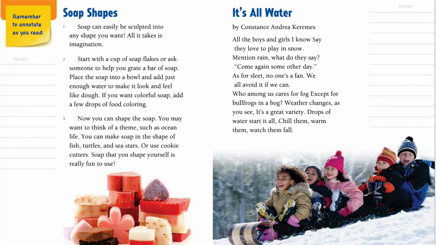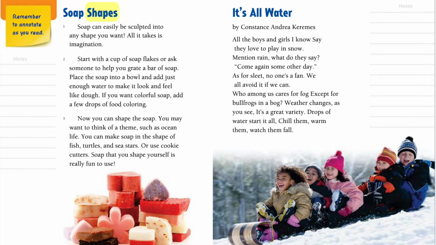This is a different kind of text than we have read in the past. This is a procedural text. And when we read procedural texts, we are learning the steps of how to do something. So it's laying out step by step how to create, in this case, soap shapes. So let's take a listen and then we'll look back and find the steps that we need to use to make soap shapes. Shared Reads 1 and 2. Remember to annotate as you read.